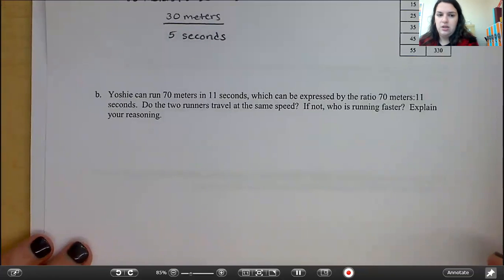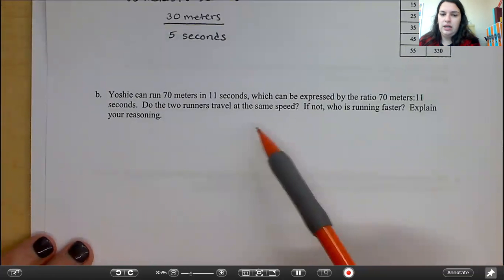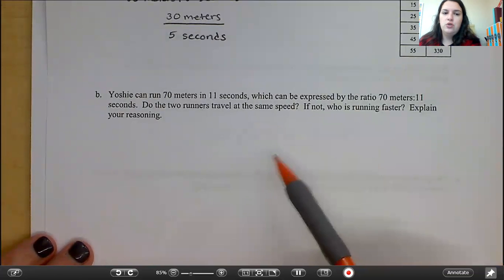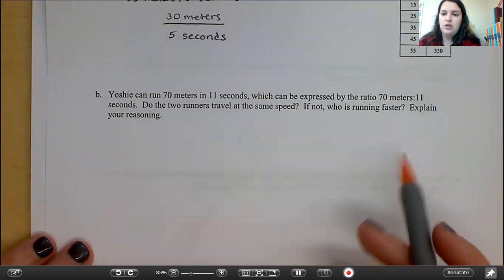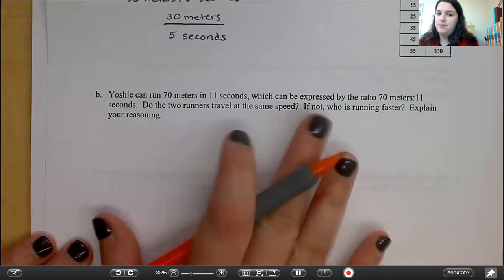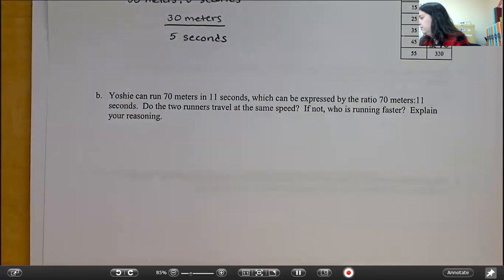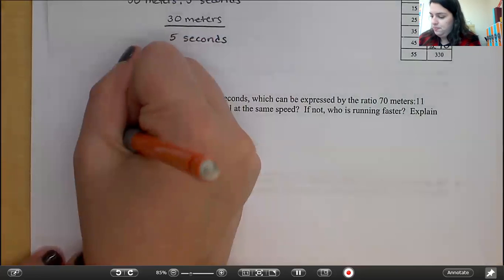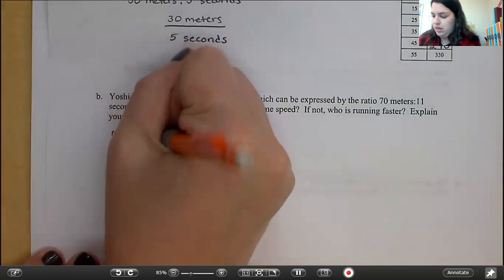So part B says, Yoshi can run 70 meters in 11 seconds, which can be expressed by the ratio 70 meters to 11 seconds. Do the two runners travel at the same speed? If not, who is running faster? Explain your reasoning. So go ahead and try part B. Okay, so hopefully you came up with that no, they're not running at the same speed.